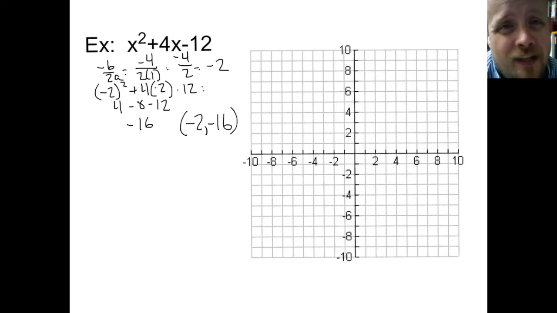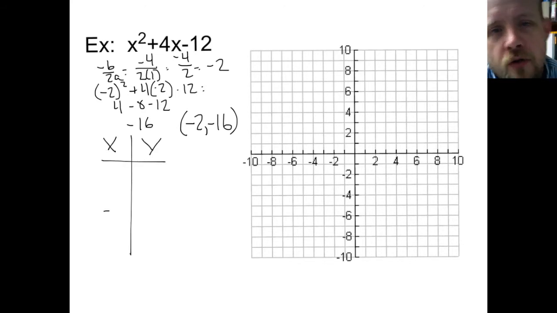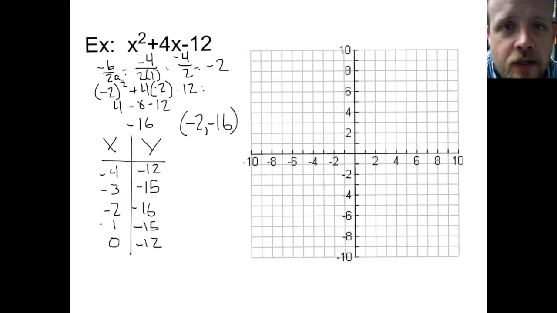Now that's really hard to graph. Obviously our grid here only goes up to 10, so we need to find some more points. So we've got our XY t-chart. We know that our vertex is right in the middle, negative 2, negative 16. And we need some values on each side, so we'll go with negative 3, negative 4, and negative 1, 0. We plug all those into our equation, and we get a series of values like this. Again, these values are really hard to graph, so we need a few more.